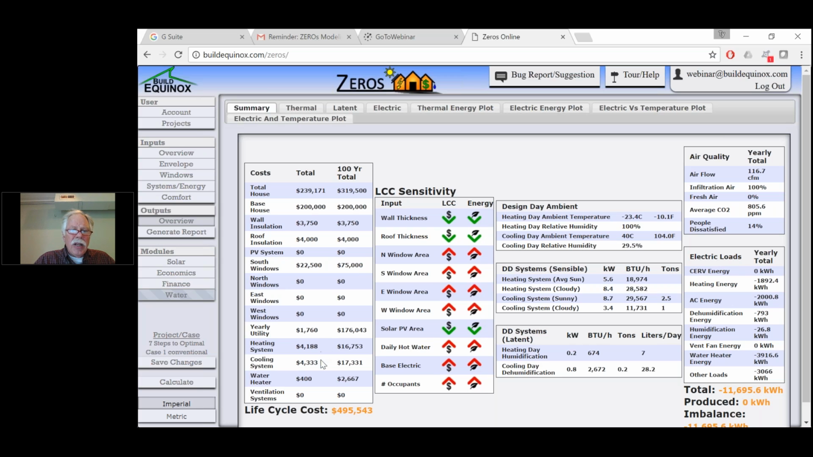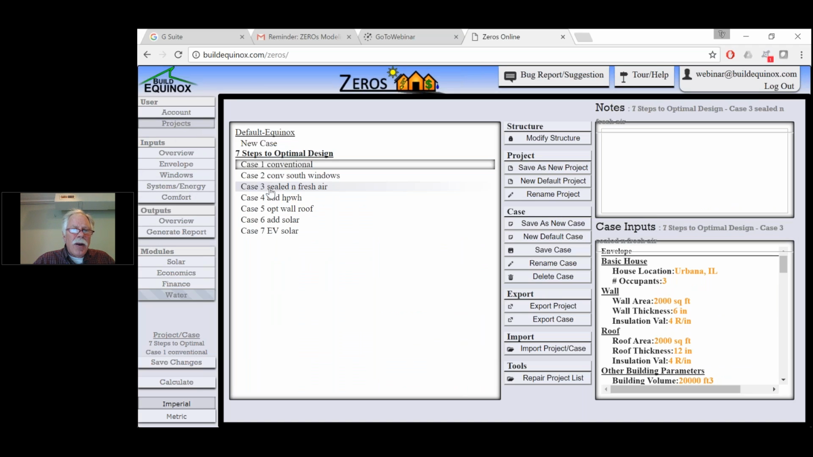We go down to the heating and cooling systems, and that's reflected in a higher cost for the heating and cooling system based on the design day levels as well. And so all that's captured in your life cycle costs as well as your capital costs that your mortgage will be based on. Now, case two is just what we changed as far as the south windows. So as you explore these later, you'll see that.